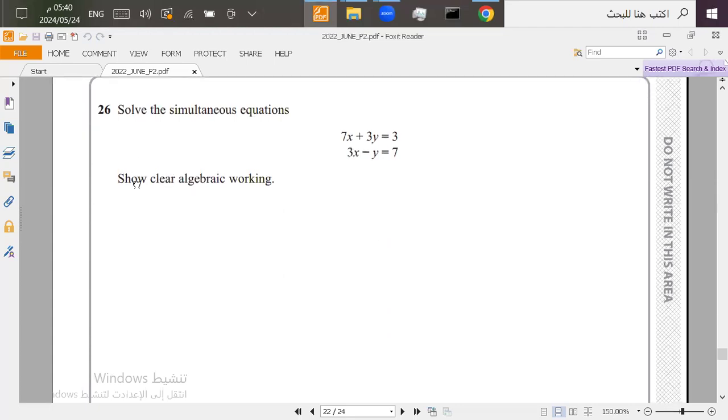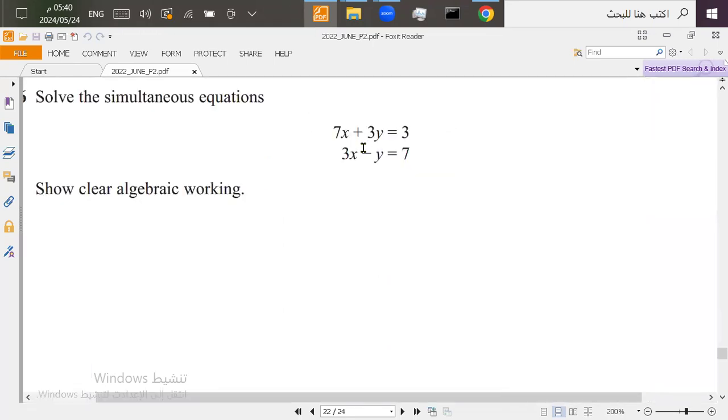Question 26. Solve the simultaneous equations, show clear algebraic work. So we have simultaneous equations here. We're going to solve them. Solving means finding the value of x and the value of y. Here, let me cover this so we can work here.